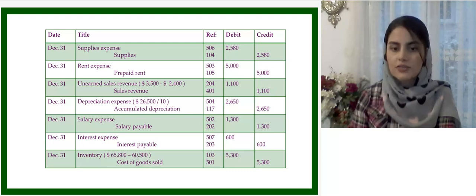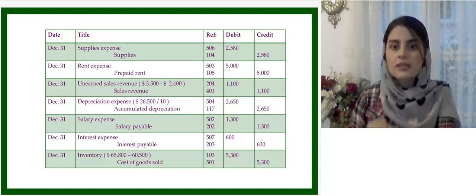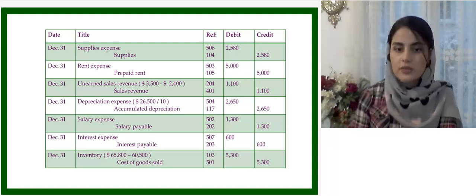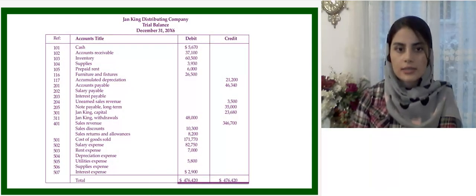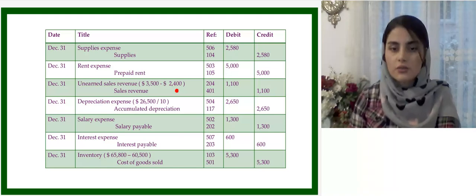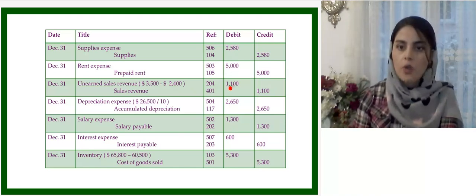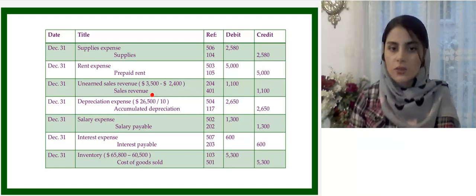So we should go to the next transaction, which said unearned sales revenue still not earned, $2,400. If we go back to the last slide, for unearned sales revenue we had $3,500, so we should minus 2,400. So it gives us 1,100, which is debited, and the credit amount is sales revenue.